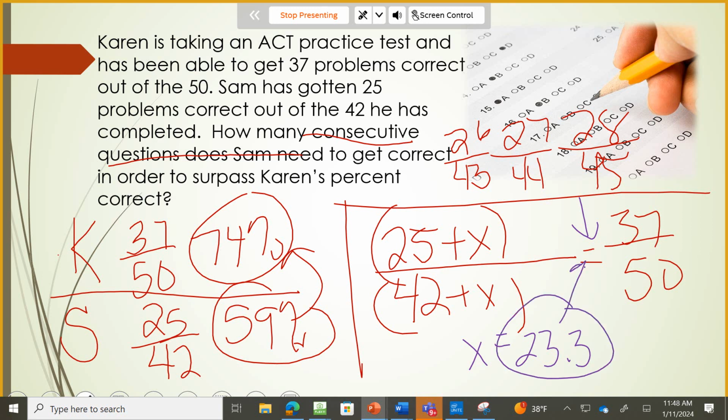23.3 is when they're equal. So if you go below 23.3, Sam's not going to be even equal to her. He's going to be less. If you go above 23.3, Sam has now surpassed Karen. So 24 questions Sam must answer consecutively and correctly in order to surpass Karen's score, assuming she does not continue to test.